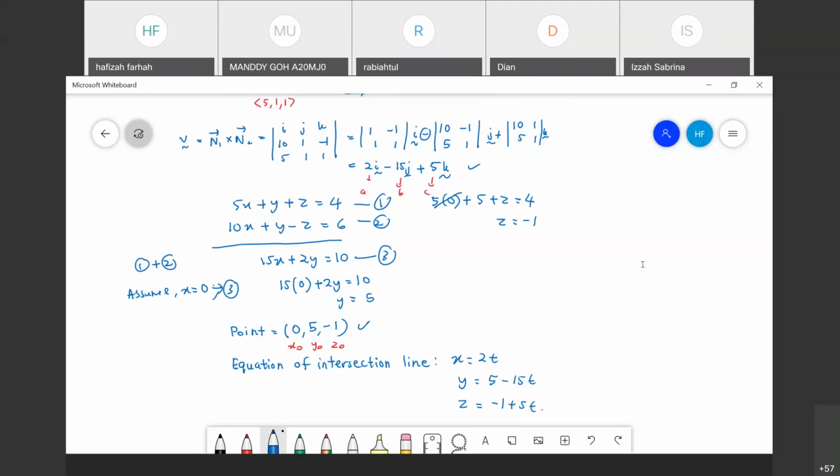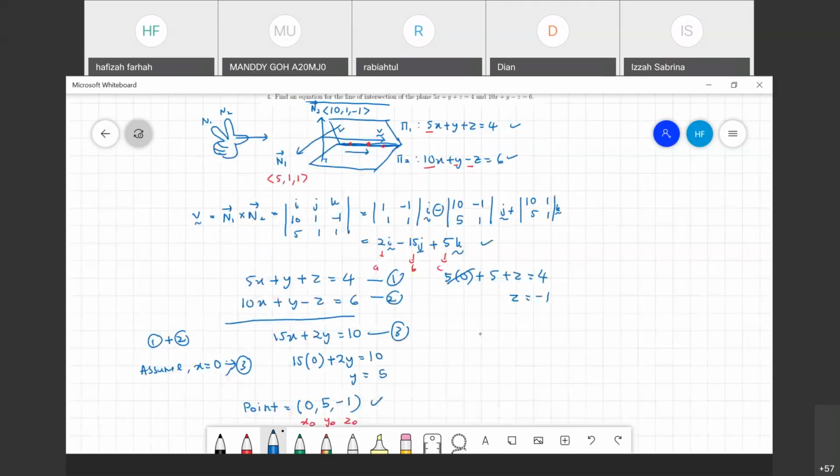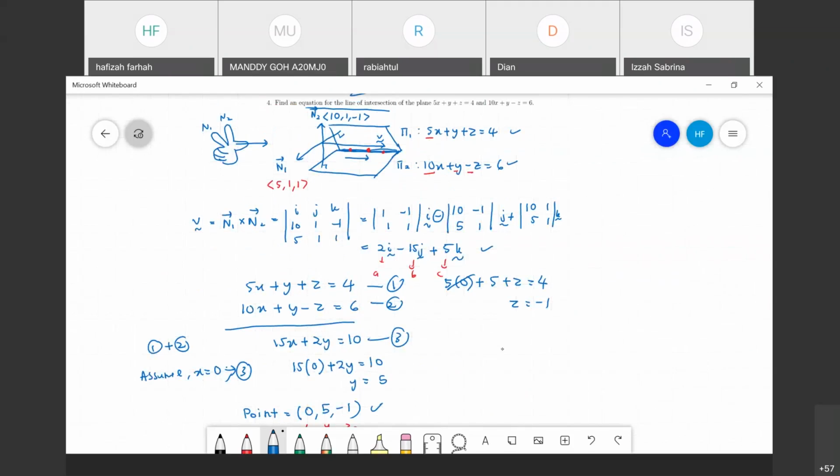Yes, you can also assume z equals 0, because there are lots of points that lie on the line here. For me, for this calculation, I assumed x equals 0. You can also assume y equals 0 or z equals 0.